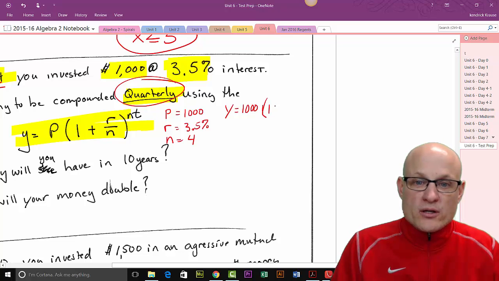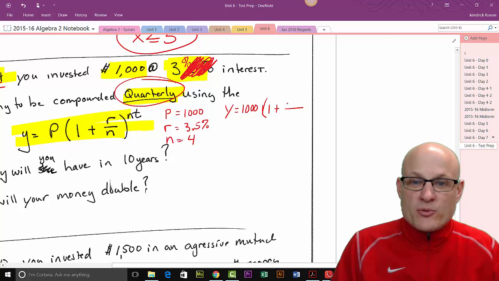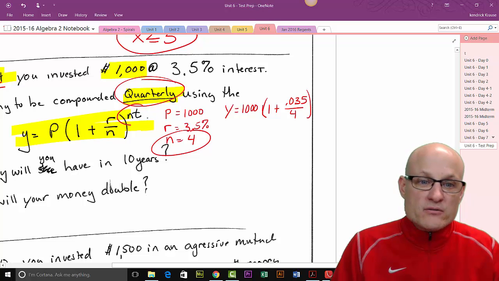Now, some of you are going to have a hard time with this rate. So let's pretend this doesn't exist, and you're just going to do 3%. Well, 3% is 0.03, and then I bring that back. Oh, yeah, 0.035 over n, which is 4, raised to the nt, 4t.